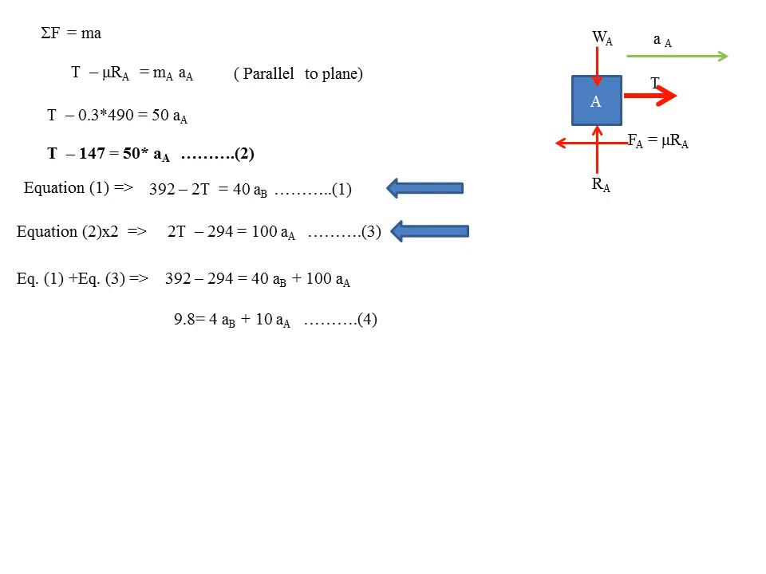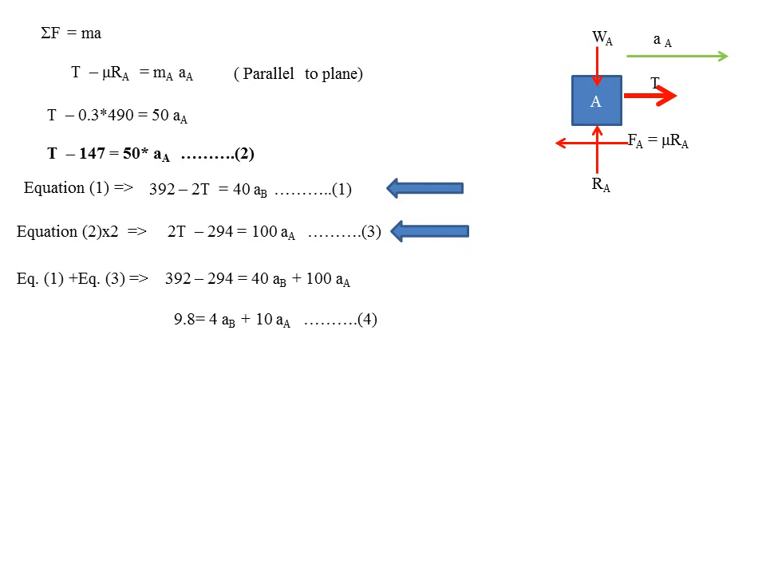So if you divide with the 10, you will get 9.8 equal to 4 AB. I am subtracting, 392 minus 294 is 98. I am dividing with the 10. You can do in your own way, no problem. So 9.8 equal to 4 AB plus 10 AA. Now how will you solve this equation? Okay, we already took all the forces, all the possible equations of motion, F is equal to ma. Finally we are getting equation 4. Now how will you solve equation 4 to get the acceleration?